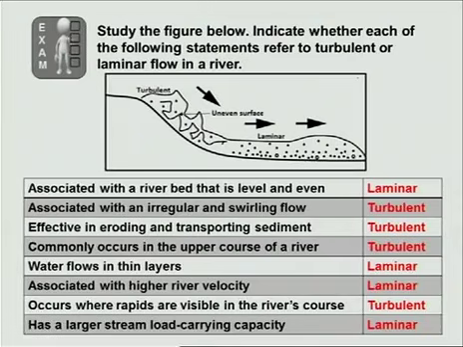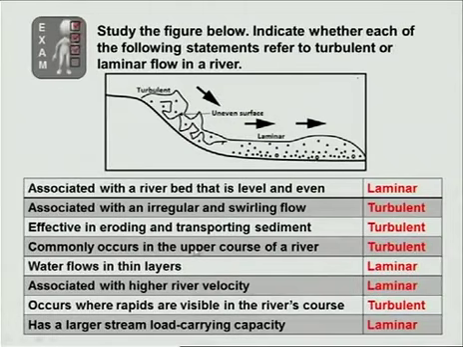All you had to do in this question is, they made a few statements on this side, and all you had to say is, is it laminar or is it turbulent? It's as easy as that. Associated with a riverbed that's level and even, of course, that would be laminar, if you've listened to our discussion. Associated with irregular swirling flow, the turbulent flow, turbulent. Now look, so easy is this. Effective in eroding, of course it would be turbulent.